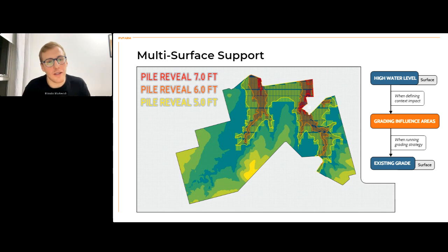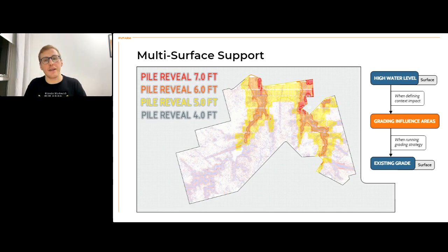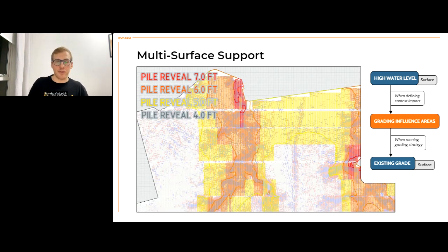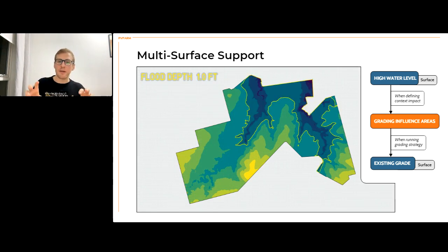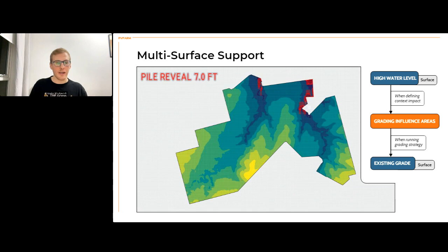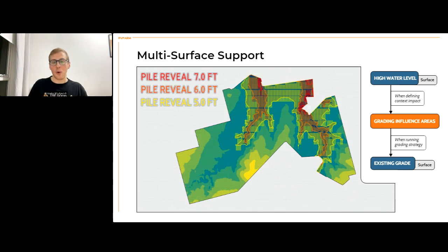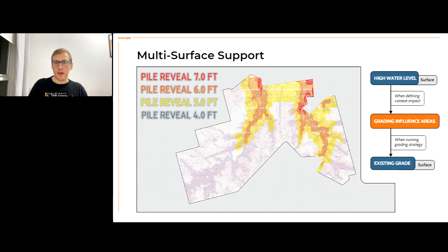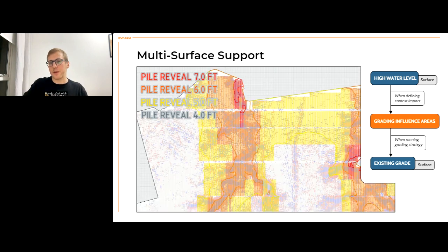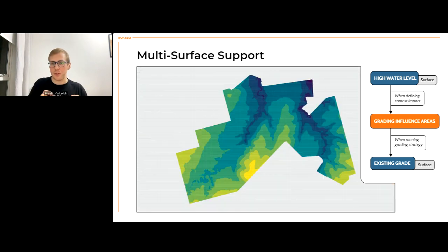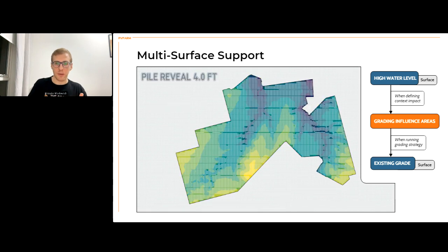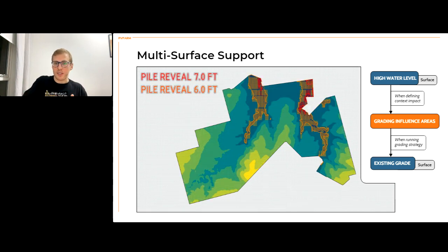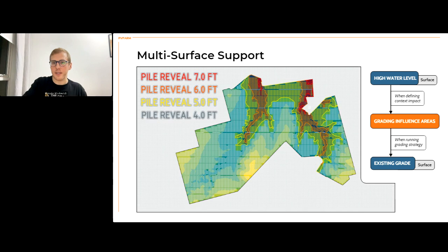Most of our clients, when we were working with them, use multiple surfaces, not necessarily an existing grade as multiple surfaces, but more like a high water level surface, for example. So what we came up with, we knew that this is how it works, and so we wanted to give this option to upload, let's say, a high water level surface, like here, right?